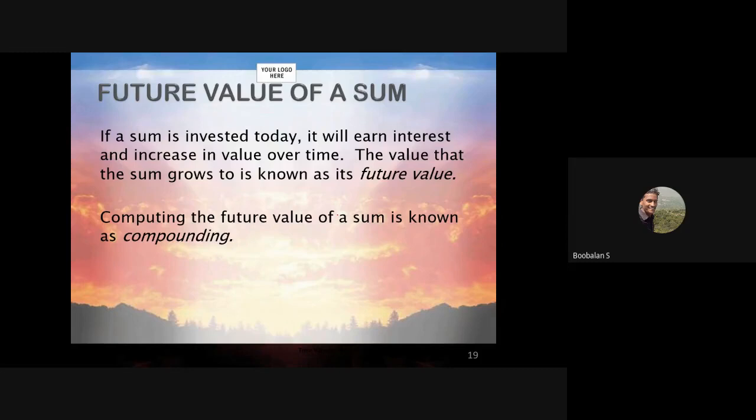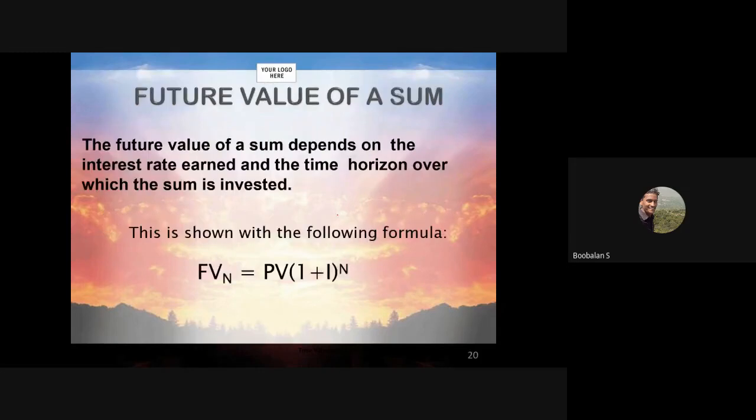That's why it's called the future value of a sum. This is a very simple formula. F is the future value, n is how many years we are holding, and PV denotes the payment we are investing. I denotes the interest rate, so it is PV times (1 plus I) to the power n, where n is how many years we are holding.